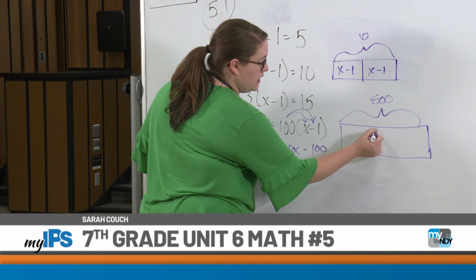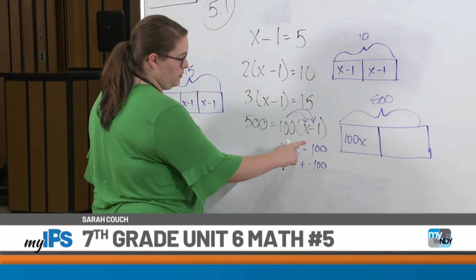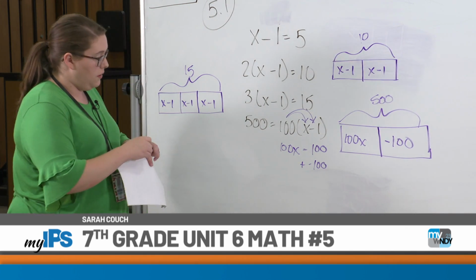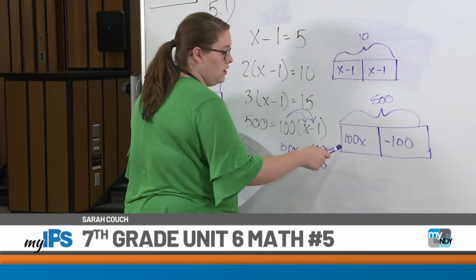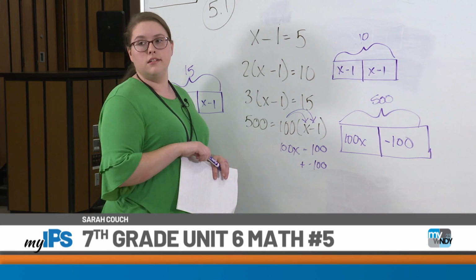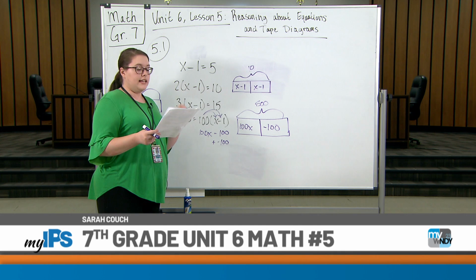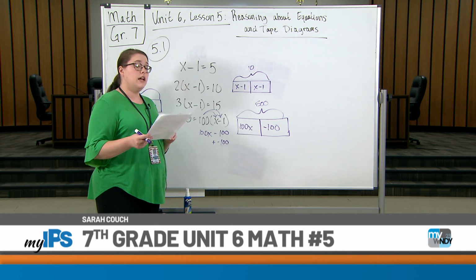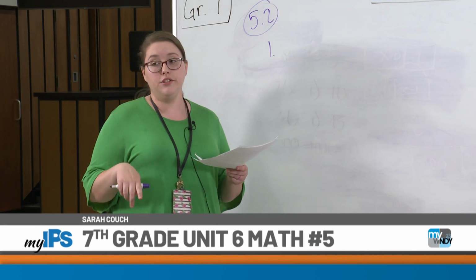So if that's the case, I can split it up and put 100x, and then I will put the negative 100 over here. And that way, I don't have to write 100 little boxes like I did here. I just have these 2 boxes representing this new equation, but it's the same math sentence. Isn't that interesting? All right, so we're going to utilize this information and these tape diagrams to help us move through 5.2. I'm going to help you set up your tape diagrams, and you're going to solve them on your own. 5.2, guys.